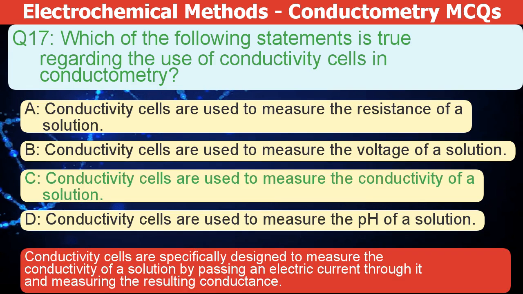The correct answer is C. Conductivity cells are specifically designed to measure the conductivity of a solution by passing an electric current through it and measuring the resulting conductance.